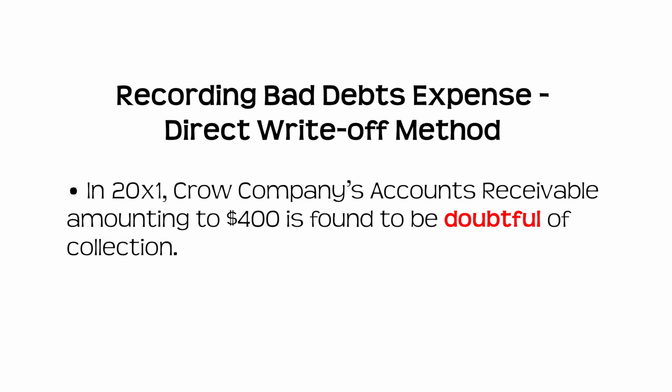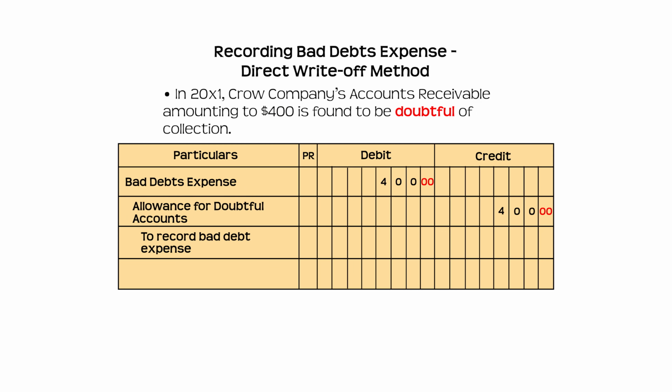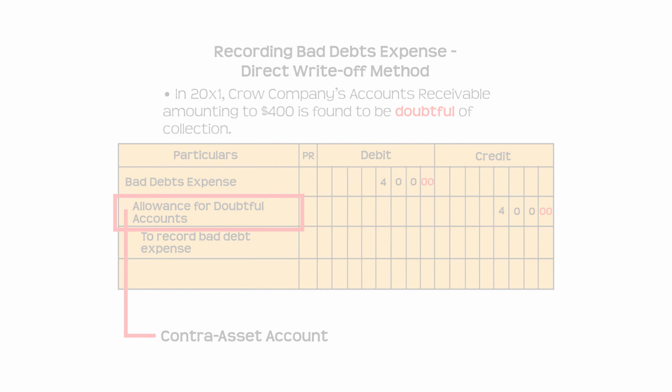In 20X1, Crow Company's accounts receivable amounting to $400 is found to be doubtful of collection. The journal entry would be a debit to bad debt expense and credit the allowance for doubtful accounts of $400. The allowance for doubtful accounts is a contra asset account, just like the accumulated depreciation account that was discussed in the previous topic. This contra asset account is used instead of directly reducing the accounts receivable under the allowance method.